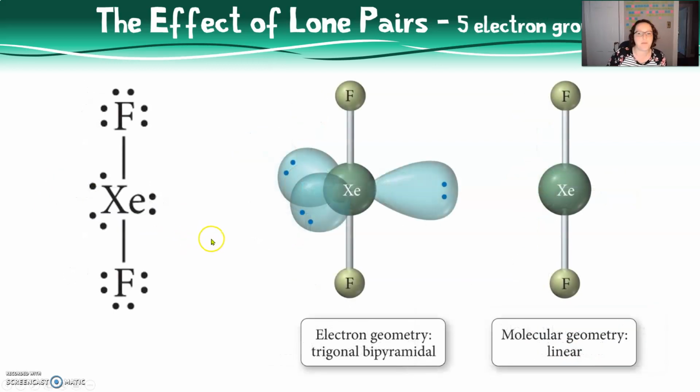If a third lone pair is included, again in an equatorial position, this leads to a linear molecular geometry. So the trigonal bipyramidal electron geometry family has 3 molecular geometries with lone pairs: seesaw, T-shaped, and linear.